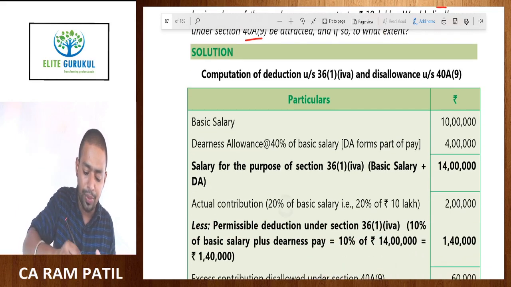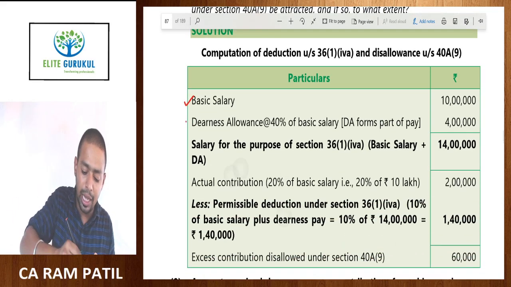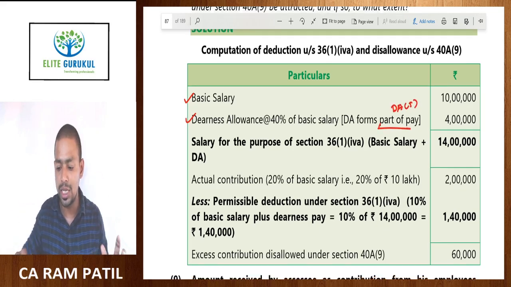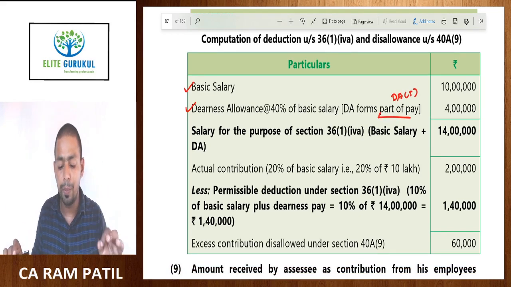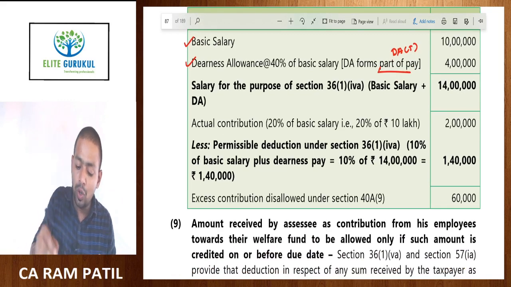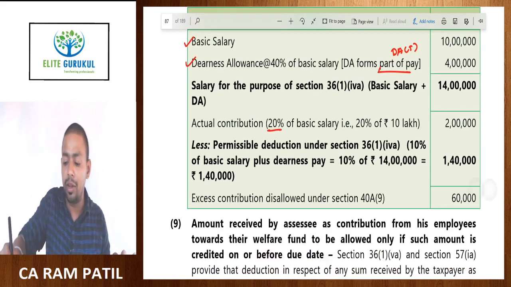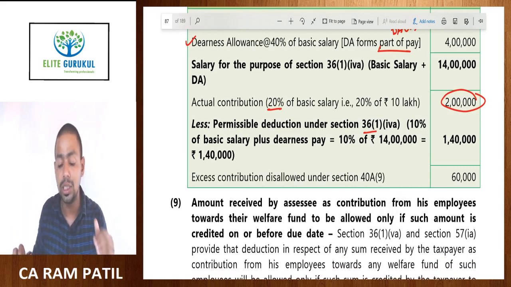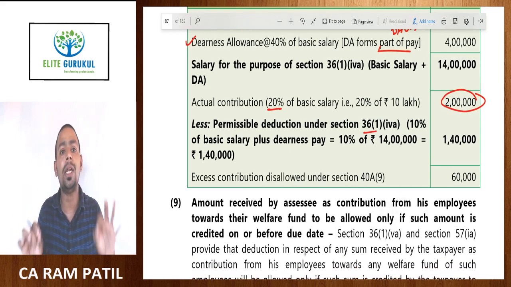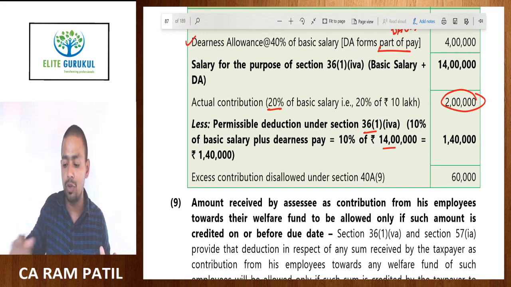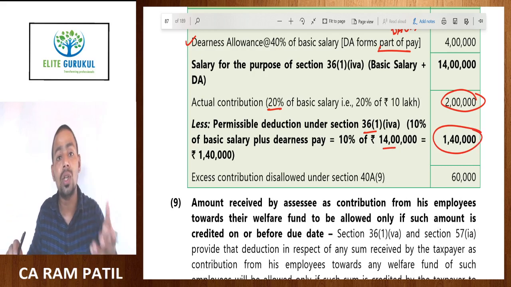Look at the presentation. Basic salary 10 lakh, DA which is forming part of retirement benefit, which is a DAT, we call it with love DAT. Those who know the salary chapter, they understand this. So salary for the purpose of section 36(1) is 14 lakh. Actual contribution is 20% of basic salary, which is 2 lakh, and the permissible deduction under section 36(1) is 10% of basic salary plus DA. So that is 14 lakh into 10%, which is 1.4 lakh. So this is the deduction allowed.